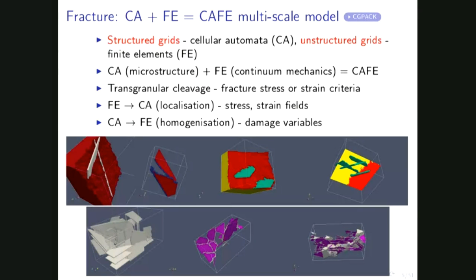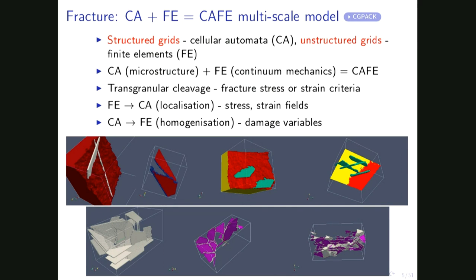Here I'm showing the summary of the multi-scale framework on one slide. We use cellular automata, which is a structured grid method, to simulate evolving material microstructure at the fine scale. And we use finite elements, which is an unstructured grid method, to solve the continuum mechanics problems at the coarse scale and calculate the stress and strain fields and perhaps temperature and strain rate and so on. And there is a two-way information exchange between CA and the FE.